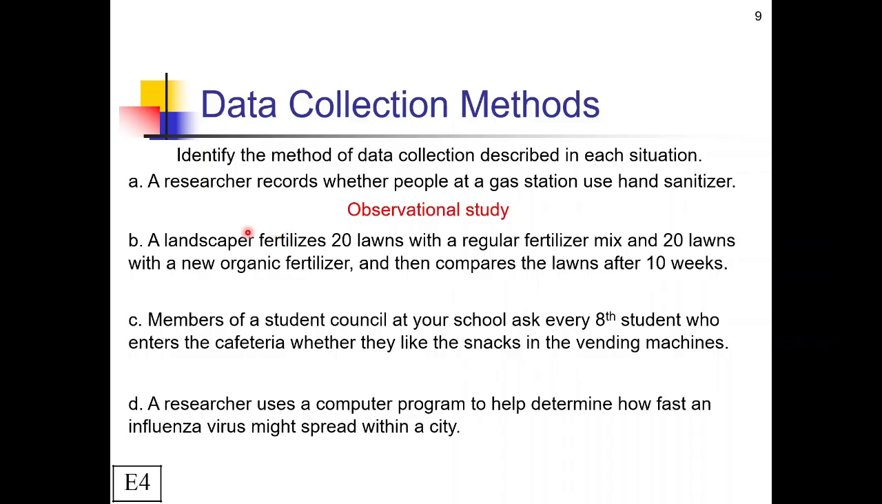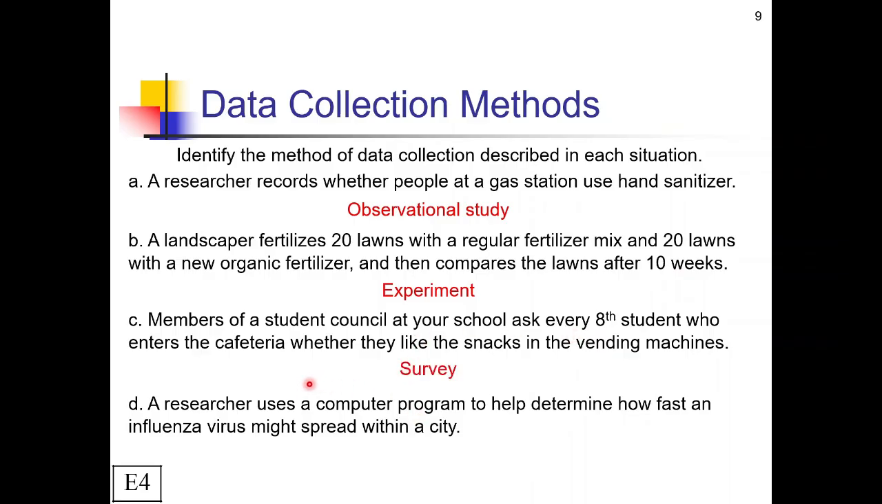This next one here, B: a landscaper fertilizes 20 lawns with a regular fertilizer and 20 lawns with a new organic one, and then compares the lawns after 10 weeks. Well, here we are actively doing something to the samples, so this is definitely an experiment. For part C, members of a student council at your school ask every 8th student who enters the cafeteria whether they like the snacks in the vending machines. We're asking people. This is definitely a survey.